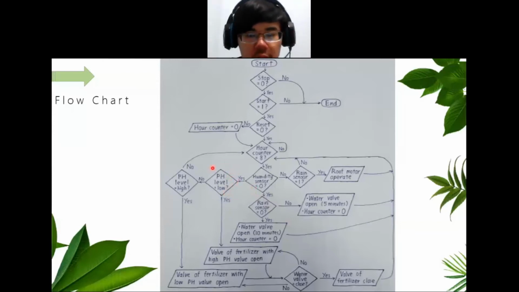If the pH level sensor senses that the pH value of the soil is low, the valve with high pH fertilizer will open to mix the fertilizer with the water before the water is released to irrigate the plants. Also, if the pH sensor senses a high pH value in the soil, the fertilizer with low pH value will open. Until the water valve is closed, the fertilizer valve will also close, and it will also reset the counter to 8 times again.